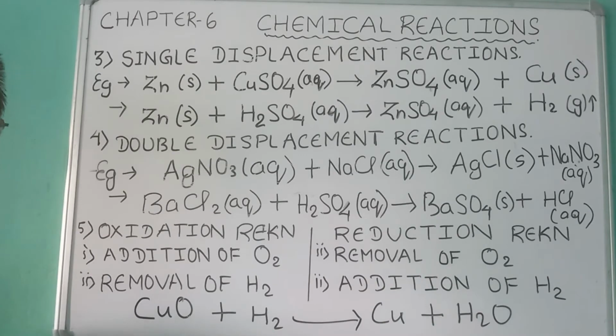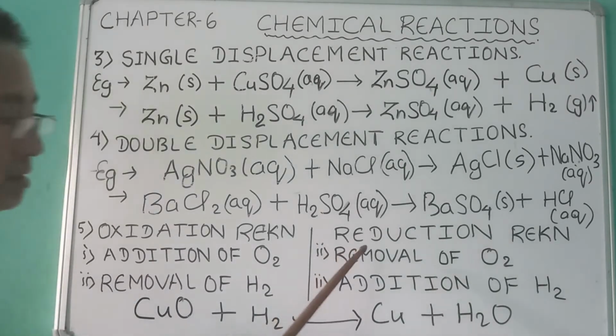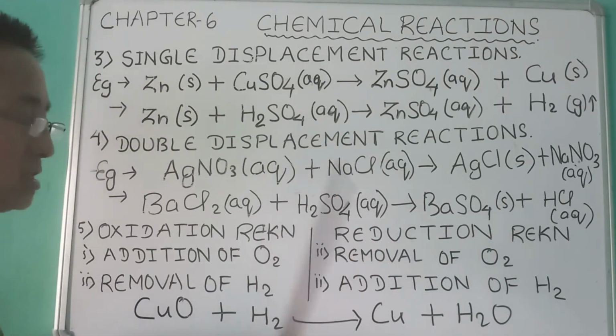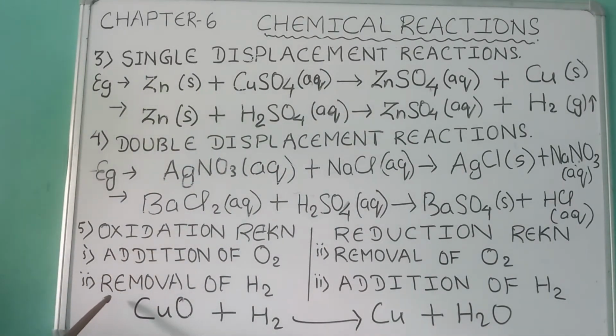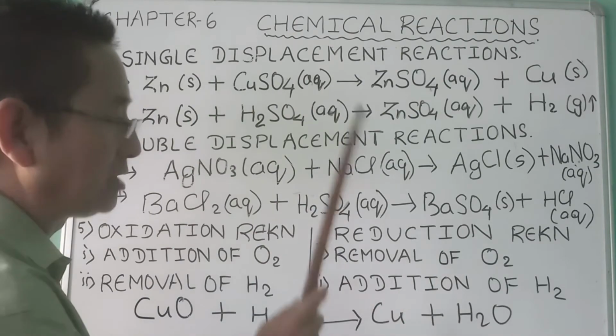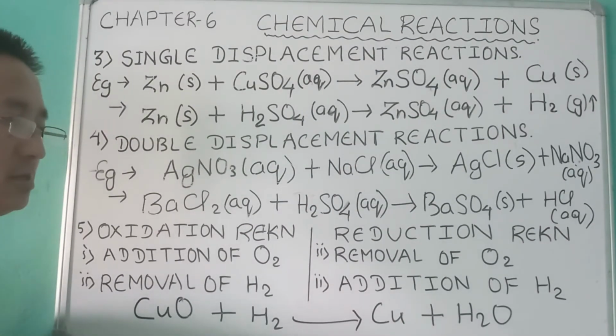oxidation and reduction reaction. A chemical reaction which involves addition of oxygen is known as oxidation reaction. A chemical reaction which involves removal of oxygen is known as reduction reaction. Oxidation reaction is also defined as removal of hydrogen from the substance. Reduction reaction is also defined as addition of hydrogen to the substance.